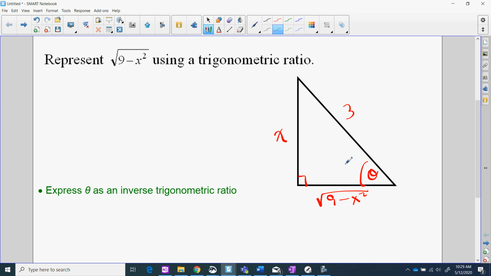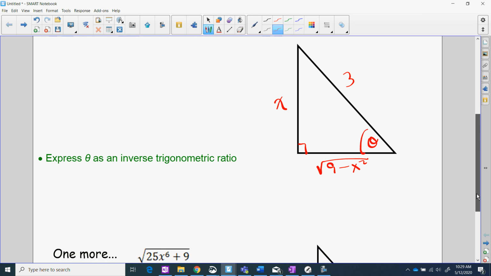So if I was saying, so what is this? How would you write this angle? There's actually 6 different ways you could represent that angle. The way you write or represent angles is using what are called inverse trig ratios. So if I wanted to get theta, I could say the easiest would be to use these two sides because you don't get into that messy radical.